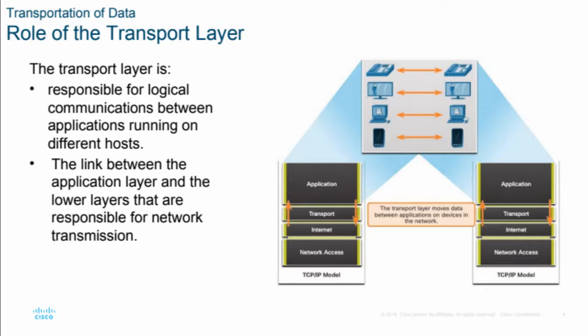Also, it will provide the communication between the application layer and the network layer because it's in the middle. Remember the TCP/IP model: application, transport, network. So transport provides the communication between application and network. Your application does not communicate directly with your network. It has to go through the transport.